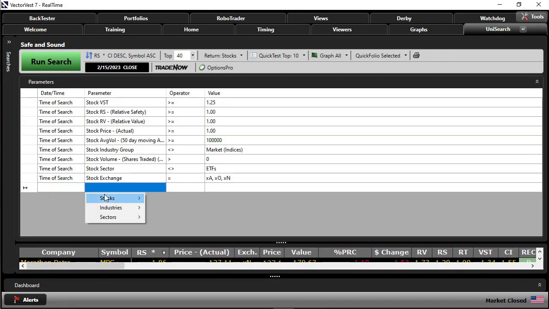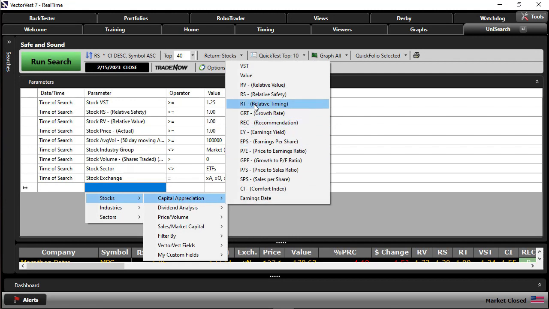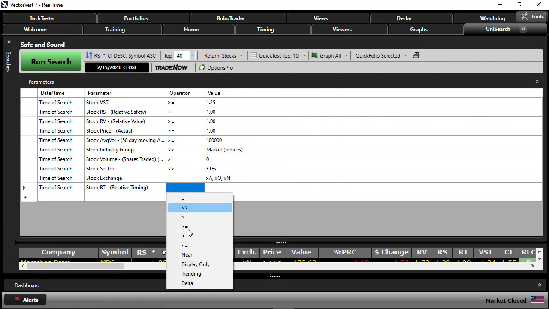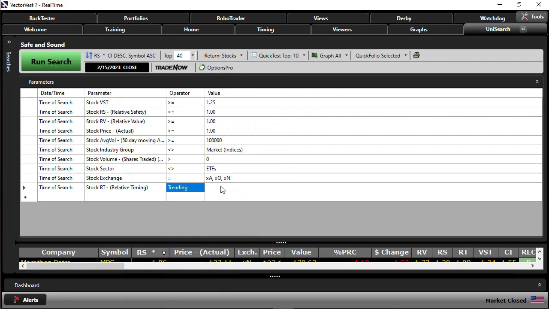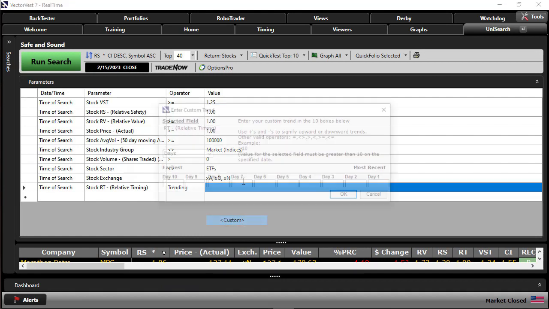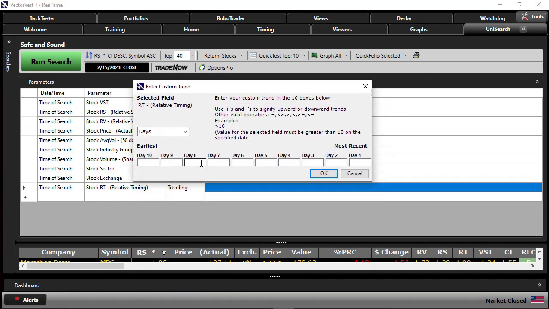I'm going to go here to stocks, capital appreciation. We're going to add RT. I want the RT to be trending, and I want to create a custom trend. Instead of looking over the last day, essentially what I want to find here is an RT crossover. But rather than looking at a crossover on a day-to-day basis, I'm going to look for the crossover on a week-over-week basis. So I'm going to change us from days to weeks.